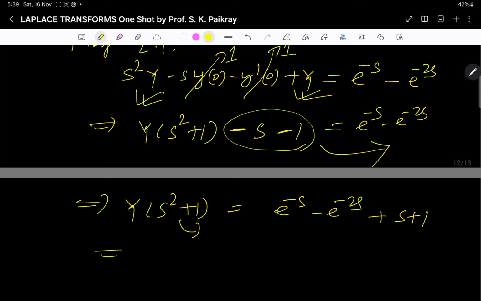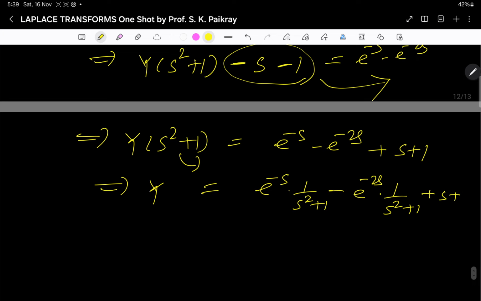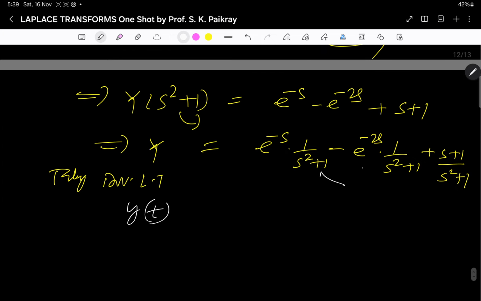You divide it here now. So your y is equal to e to the power minus s into 1 by s square plus 1 minus e to the power minus 2s into 1 by s square plus 1 plus s plus 1 by s square plus 1. Okay, so now taking inverse Laplace transforms, this will be your y of t, and we apply the second shifting theorem here.